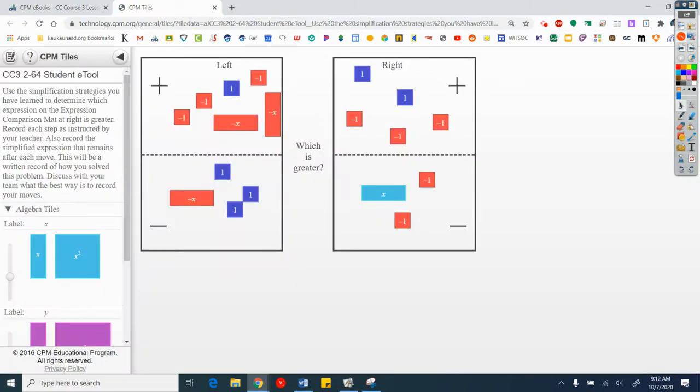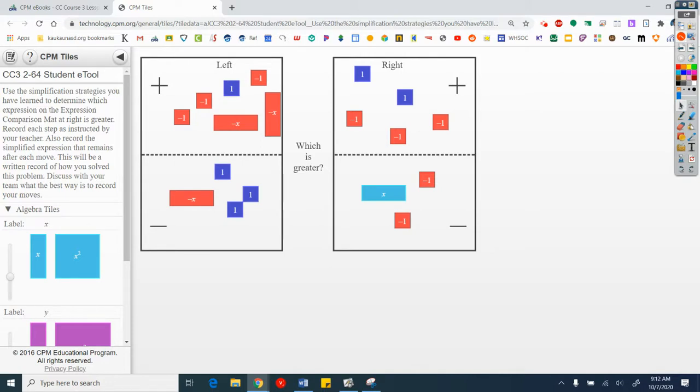So I'm going to go ahead and click that. I do want you to record your work here. So again, just to review, write what you see, make a move, write what you see, make a move, until you have completely simplified the expression on both sides. You can pause the video and try this on your own at this time, and then check back in with me as I work through it.